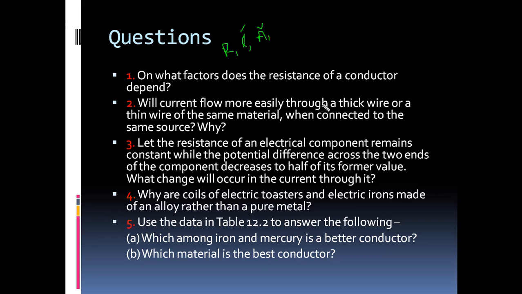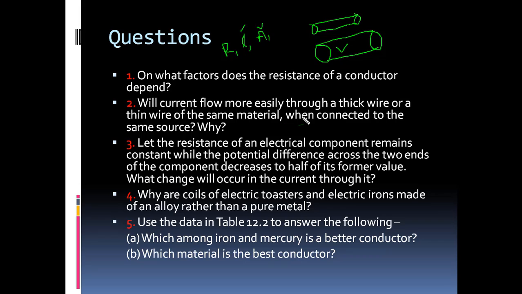Will current flow more easily through a thick wire or a thin wire of the same material when connected to the same source? Why? This one I have already explained to you, that we have a thin wire and a thick wire. That means area of cross section. Here the area of cross section is less, here the area of cross section is more. They are made up of the same material. And if the same current is passed, through which wire can the current flow easily? This wire, the thicker one.